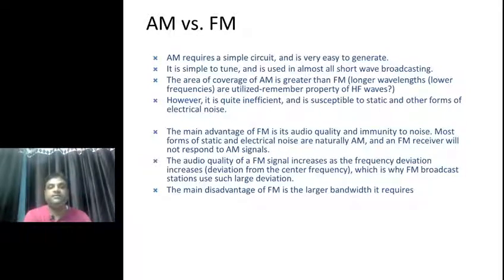So the main advantage of AM signal is it is easy to generate and covers large distance. And the main disadvantage of the AM signal is it is quite inefficient. Similarly, the main advantage of FM signal is immunity to the noise first, and second is audio quality. The disadvantage of the FM signal is its range is small and it covers larger bandwidth.